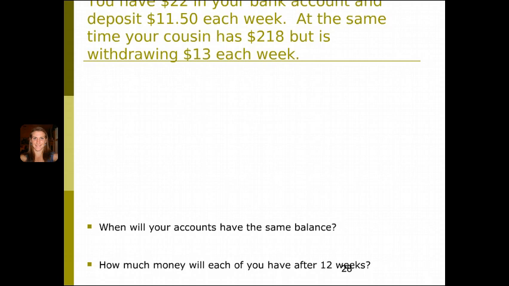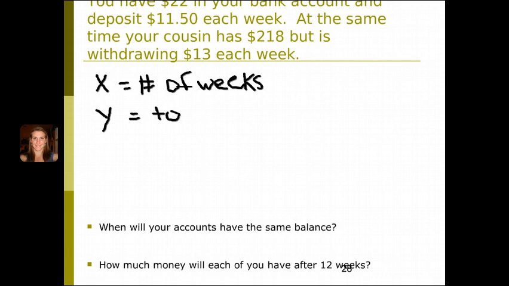In order to do that, we need to set up a system of equations. So for unknowns, we will have x being the number of weeks, since we are looking for how many weeks they will be the same, and how much you will have after 12 weeks. And our other variable will be y, and that will be your total in the account.